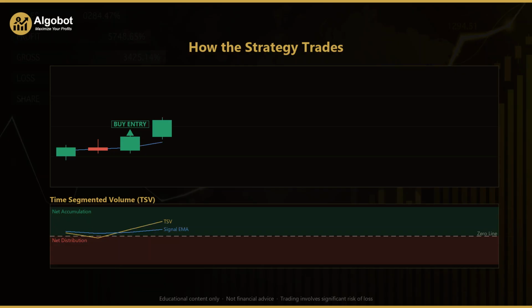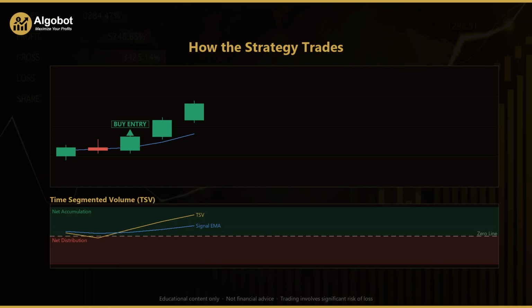Look at the first two candles. Price is drifting sideways to slightly lower, and notice the second candle dips. In the panel, the gold TSV line has slipped just below its blue signal line, and it's hovering near 0. There is no agreement here, so the strategy simply waits. Nothing lines up yet.